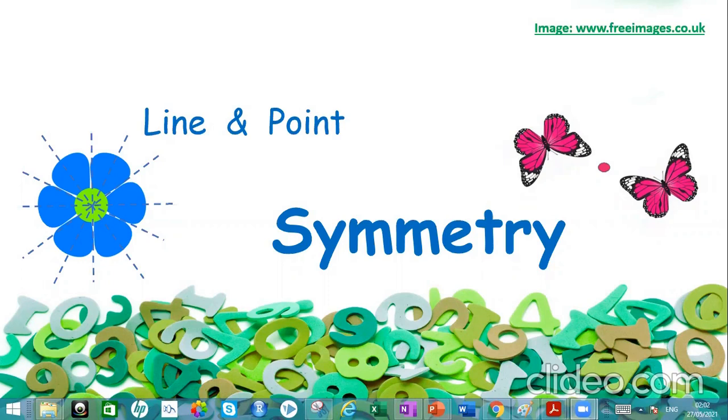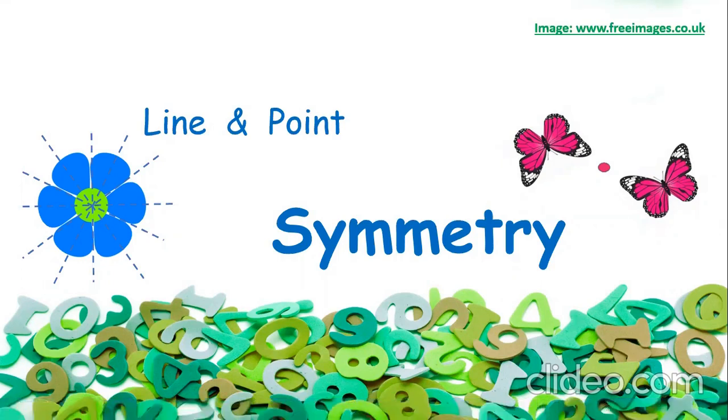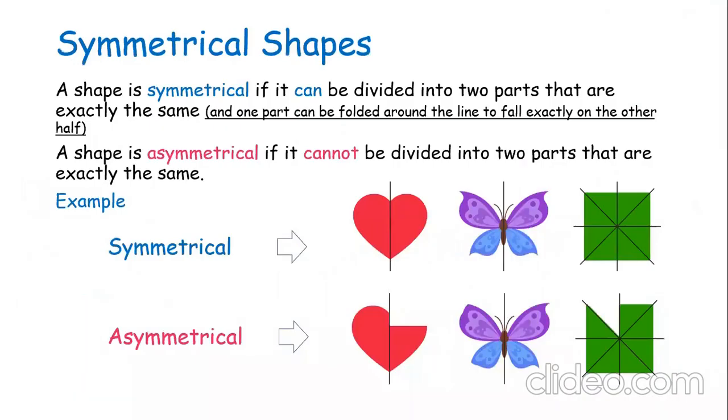Now let's start. Symmetrical shapes. A shape is symmetrical if it can be divided into two parts that are exactly the same, and one part can be folded around the line to fall exactly on the other half.